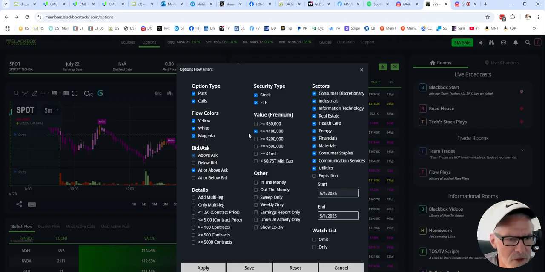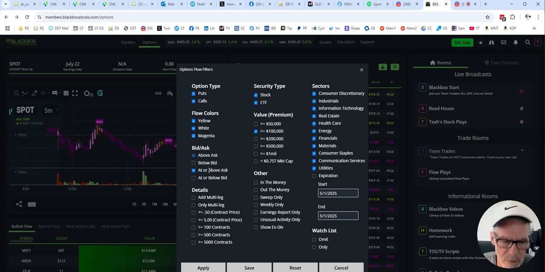I also set this at a minimum of $100,000 per trade because I want to see only the biggest ones, and I can raise that if I need to. And I only want buys on both puts and calls. I'm not looking for people selling calls against their shares. Not interested in that. I'm not looking for people selling out of the money puts for a little bit of income. Not interested in that. I'm only interested in guys who are directional trading, right? They know the market's going to go up. They're going to buy calls at the ask, even above the ask, right?